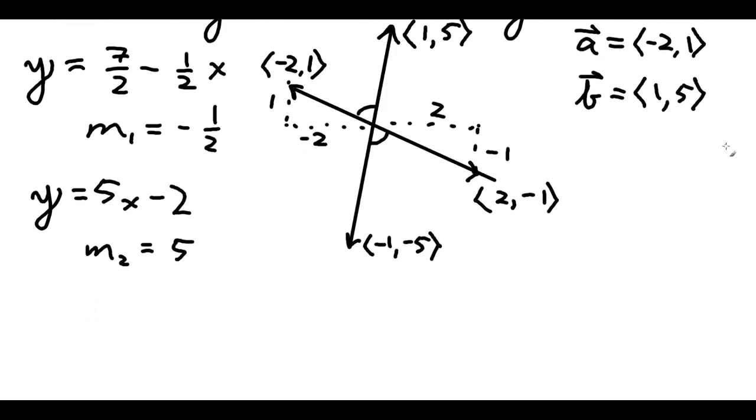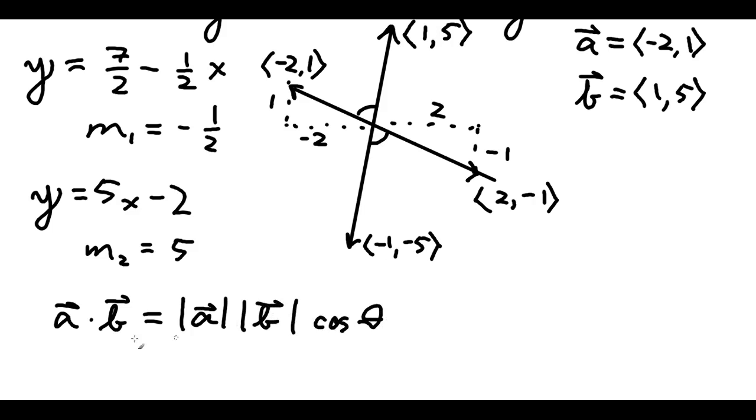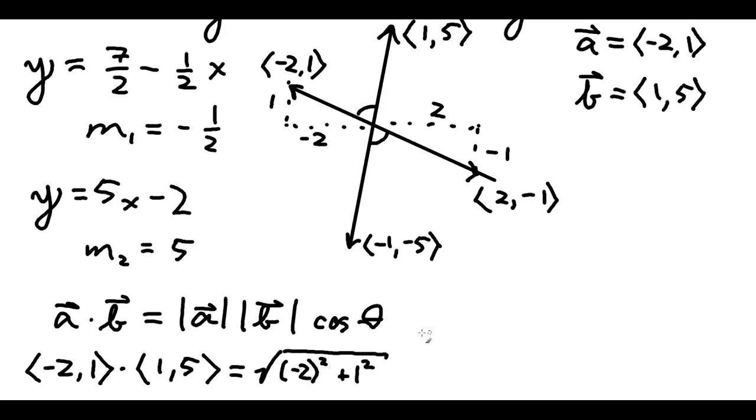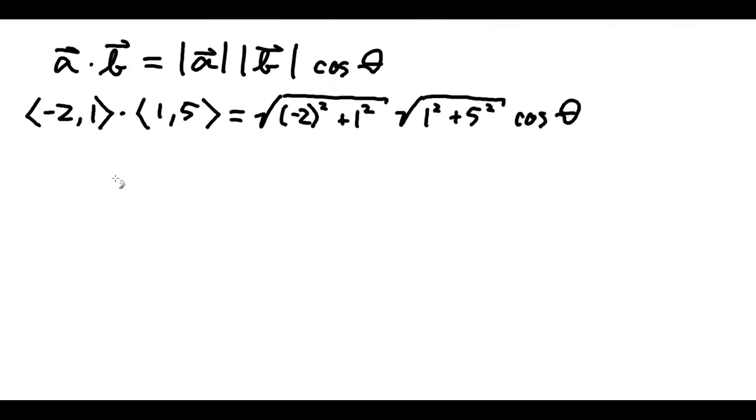Well, we have theorem 3, which tells us that a dot b is equal to the magnitude of a times the magnitude of b times the cosine of the angle between them, which I'll call theta. So we have our vector a, which is negative 2, 1, dotted with our vector b, 1, 5. That will have to equal the length of a, the square root of negative 2 squared plus 1 squared, times the square root of 1 squared plus 5 squared, times the cosine of theta. Now that I've copied everything, let's scroll this down to give us some space to work with.